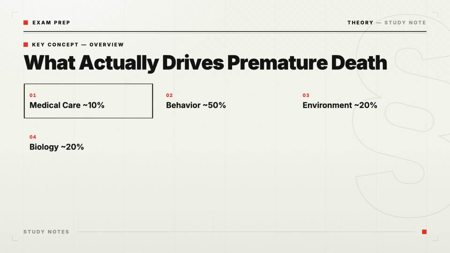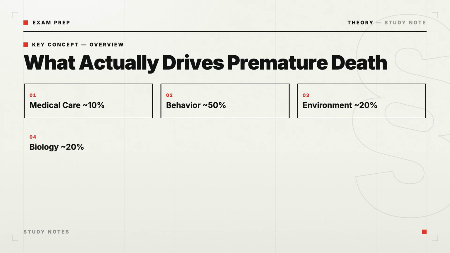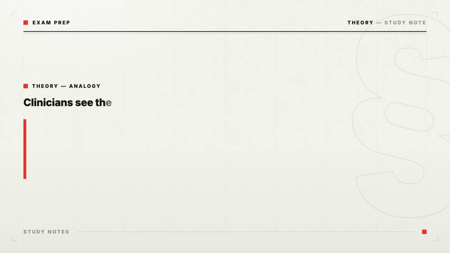Medical care accounts for only about 10% of premature death. The other 90% comes from behavior, environment, and biology. Expanding specialty services acts on the smallest of these four categories, leaving most of the real drivers untouched.